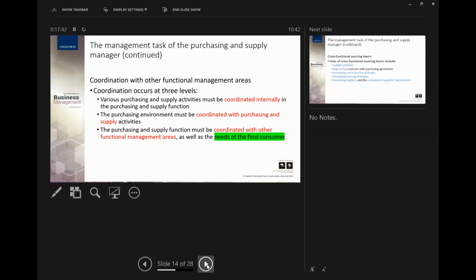Then here, coordination of other functional management areas. I don't think we need to go through this. The purchasing and supply function must be coordinated with other functional management areas as well as the needs of the final consumer. I think that is pretty much something that we have come to realize just from our discussion.